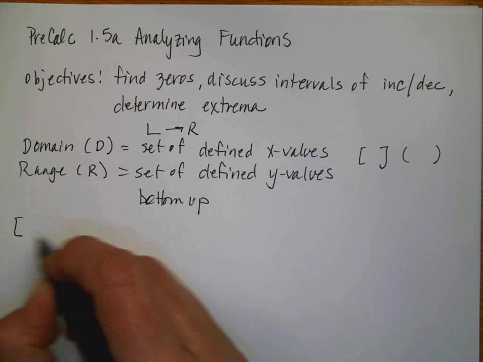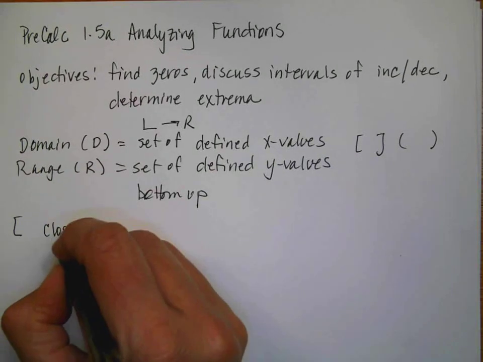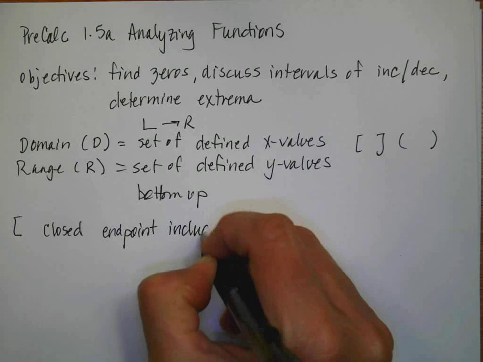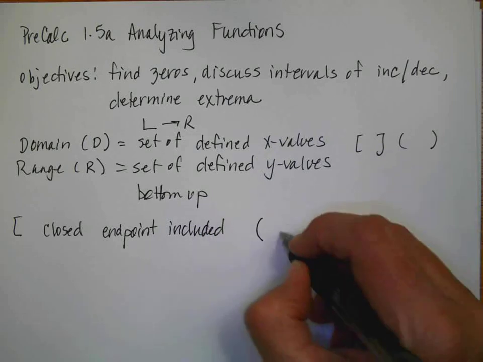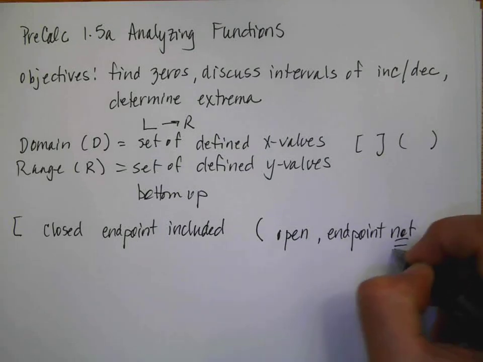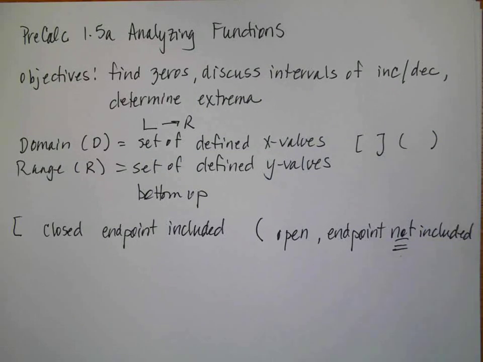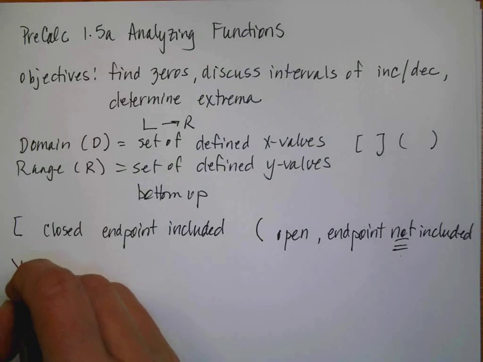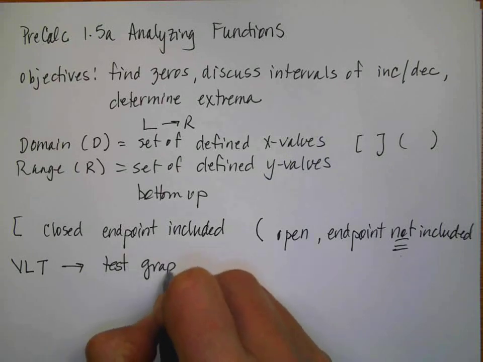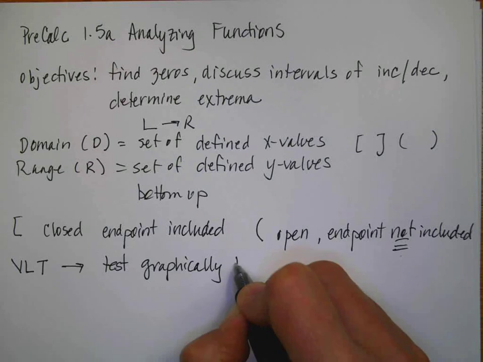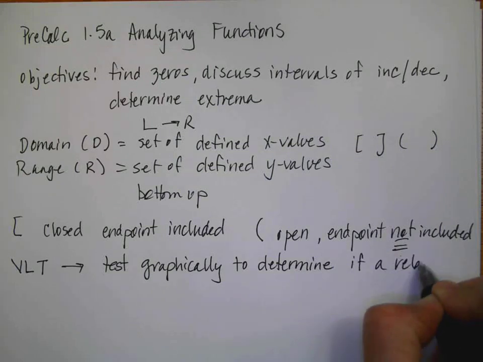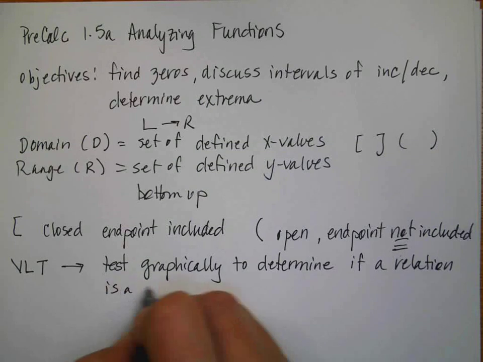Alrighty. For our interval notation, remember that a square bracket is called a closed bracket, which means that the endpoint is included. And an open bracket means that the endpoint is not included. The other thing that we want to remind you about is the vertical line test. And remember, that's how you test graphically to determine if a relation is a function.